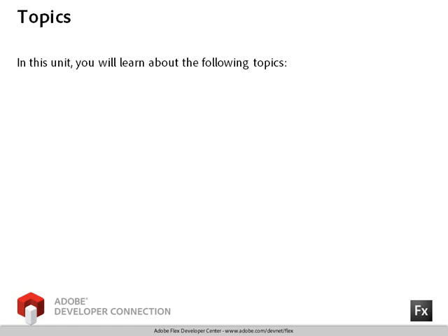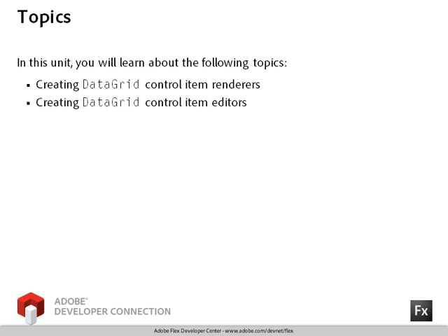Earlier in this day of training, you created an item renderer for the data group container and then applied it to two Spark list controls. In the last exercise, you used the data grid control to display data. In this video, you bring your knowledge of item renderers to the data grid control and learn how to create both item renderers and item editors.